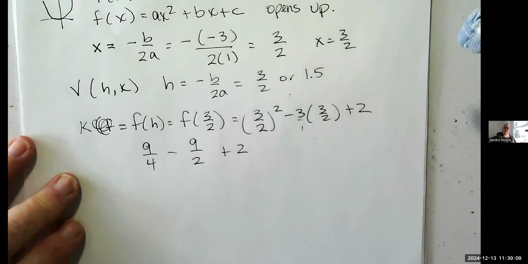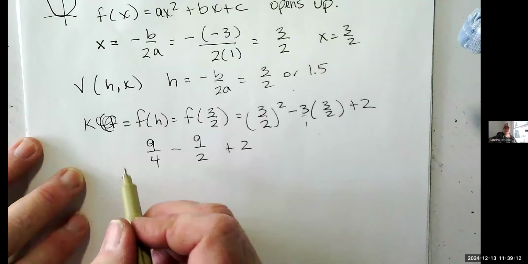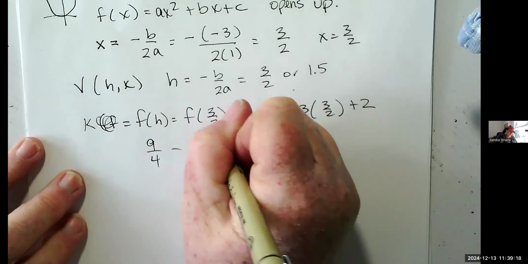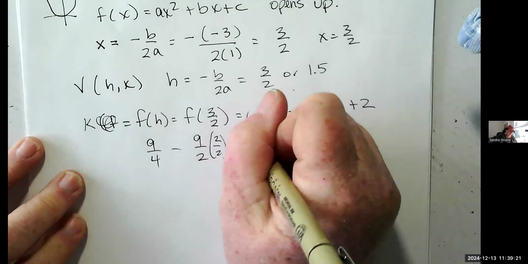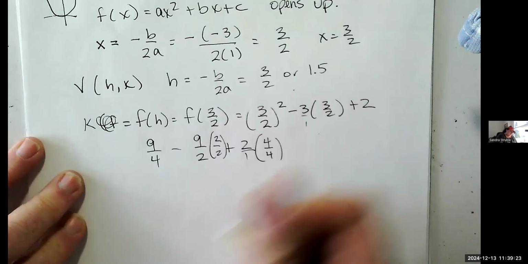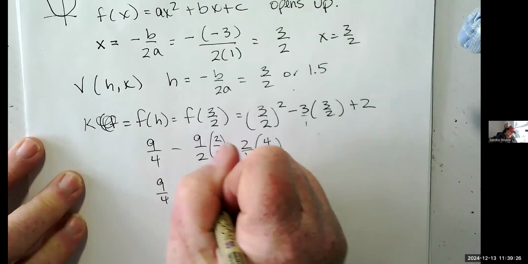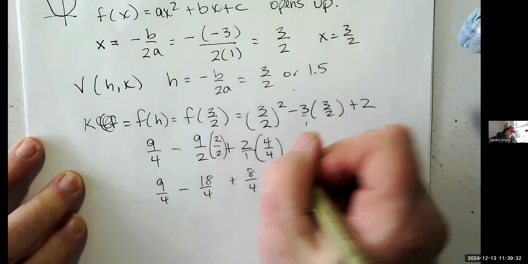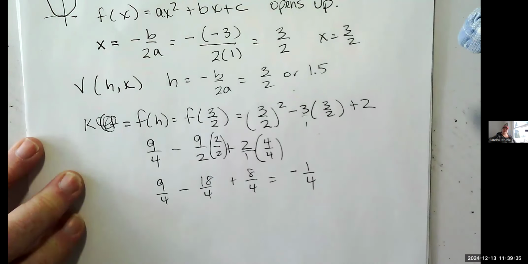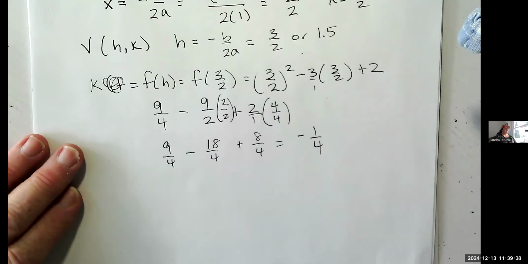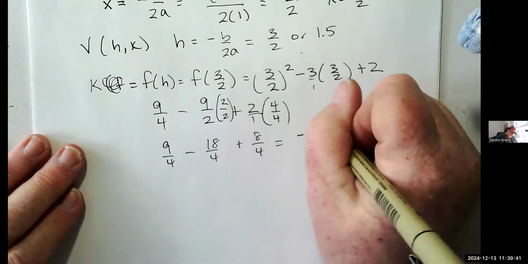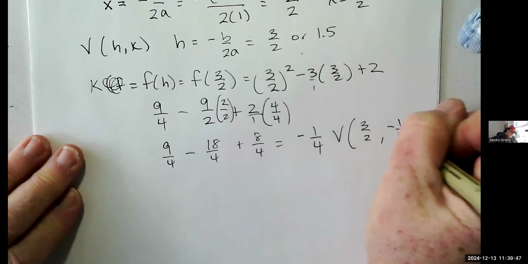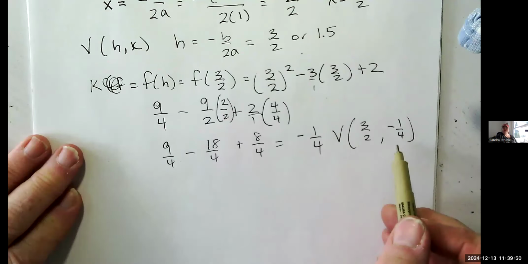Again, you could use the decimal version of this. It's totally fine. It's going to give you the same answer. So I just need to make sure we have a common denominator here that's 4. This one's only 2, so I need to multiply this by 2 over 2. And this one has a denominator of 1, so I need to multiply it by 4 over 4. 9 fourths minus 18 fourths plus 8 fourths is equal to negative 9 plus 8 is negative 1 fourth. Or if you did this in decimal version, negative 0.25. All right, so the vertex, that was my answer for this, is 3 halves, comma, negative 1 fourth, or 1.5, comma, negative 0.25.